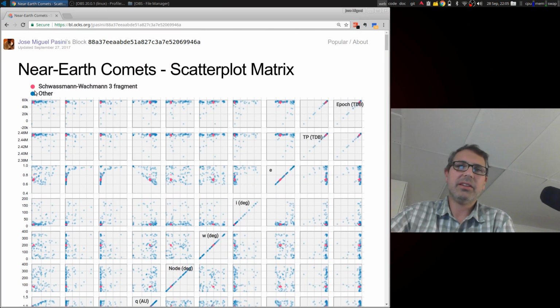I added here color for any of those fragments of the Schwassmann-Wachmann 3. There's a comet that is disintegrating. I wanted to see where they were lying on it.